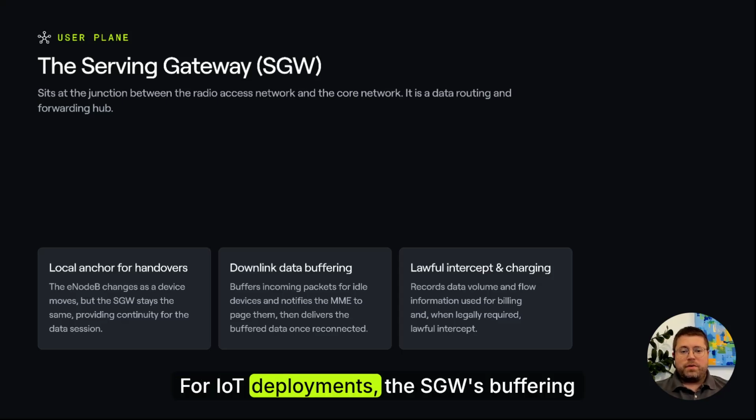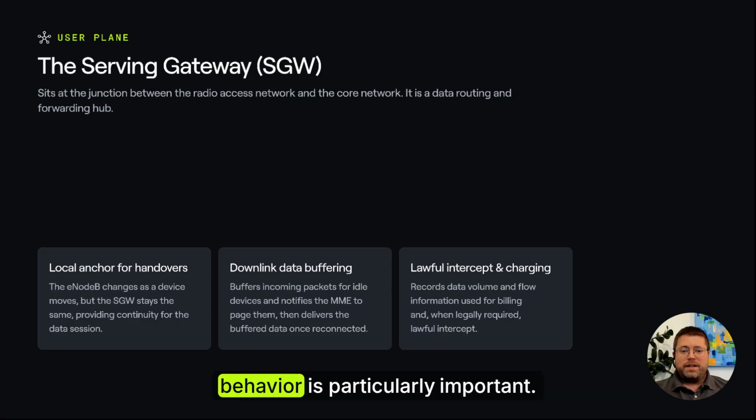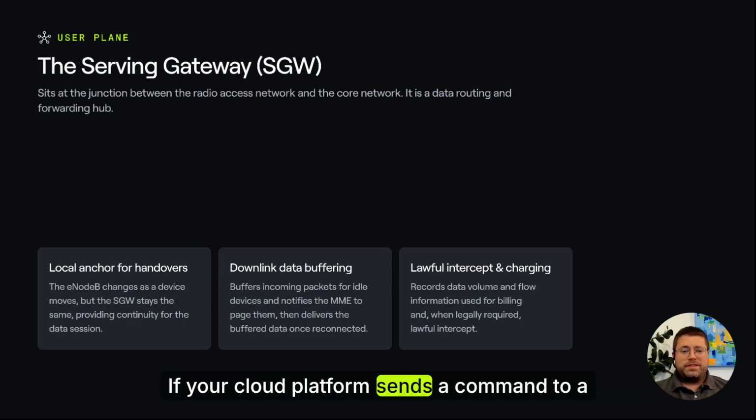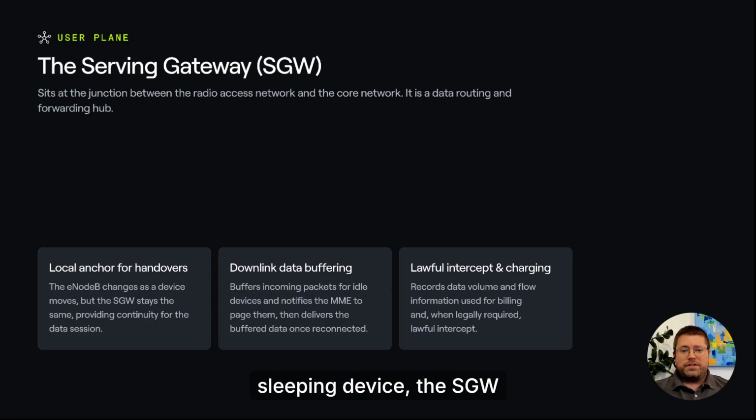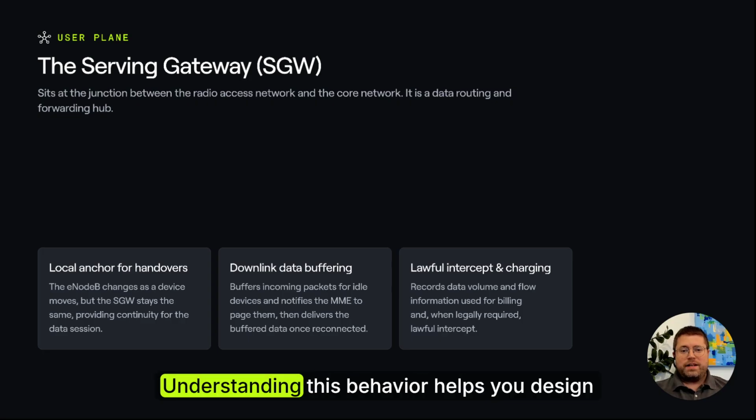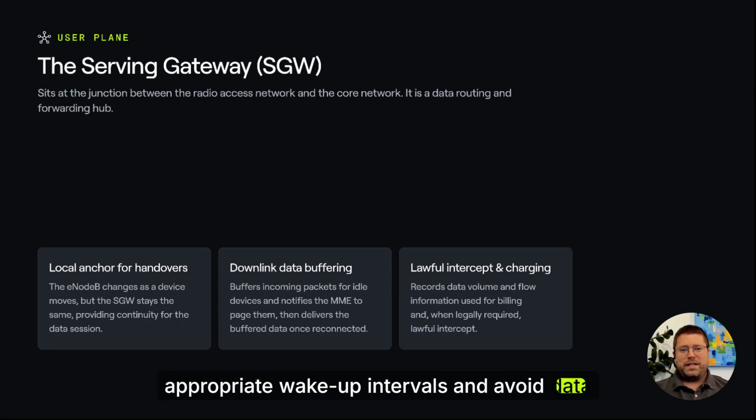For IoT deployments, the SGW's buffering behavior is particularly important. If your cloud platform sends a command to a sleeping device, the SGW holds that command until the device's next wake cycle. Understanding this behavior helps you design appropriate wake-up intervals and avoid data loss.